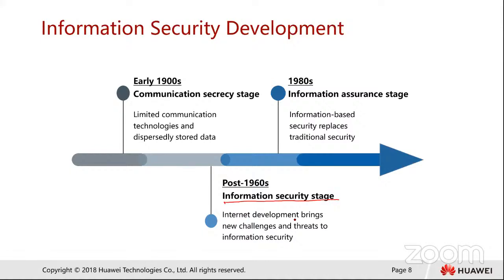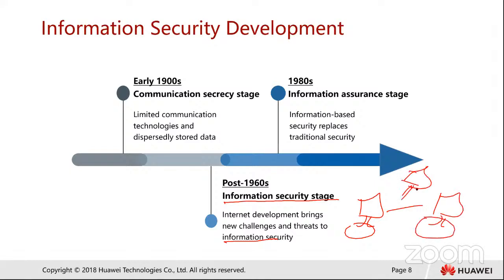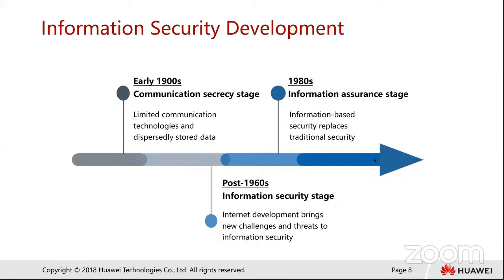In this stage, internet development brought new challenges and threats to information security, because now they had developed the internet and people were connected on the internet and were able to share. This means that a hacker somewhere could actually tap in and get the data, even if they have not necessarily accessed the physical location.